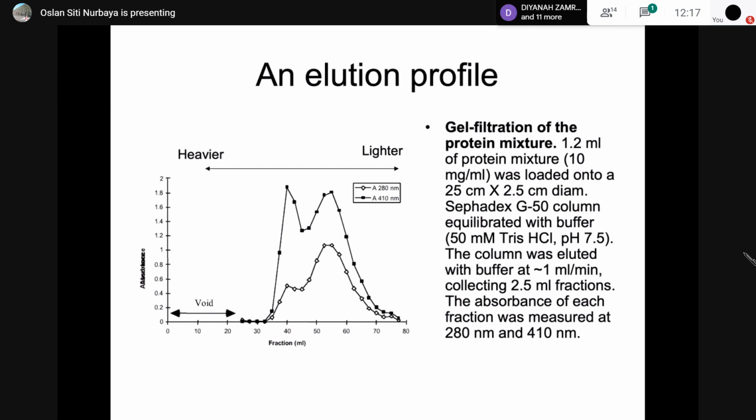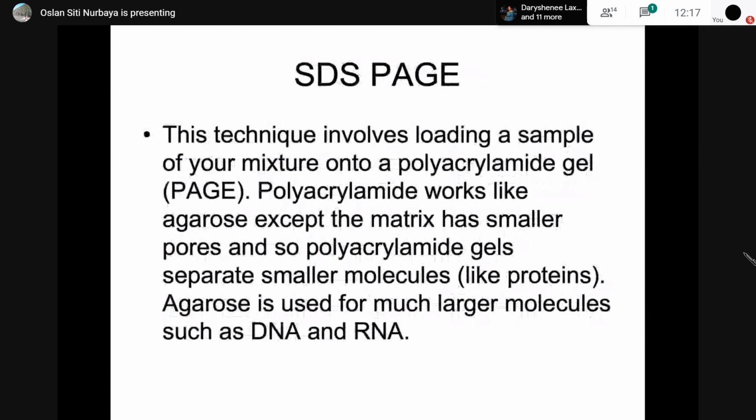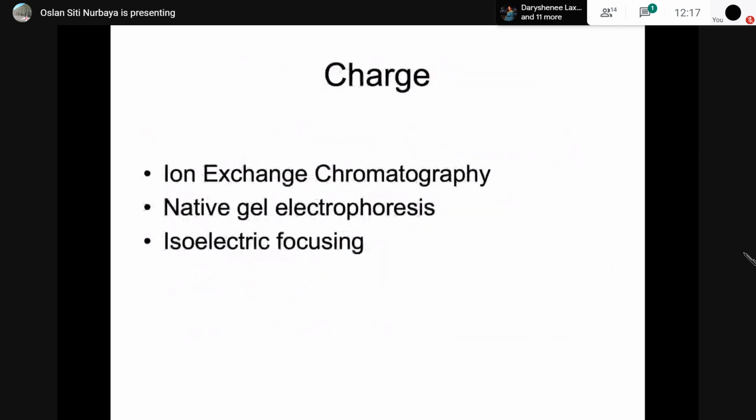You may want to do IEX. You want to do the next protein purification, which is ion exchange chromatography. So that 50 mil, you need to adjust whether you want it to be positively charged or negatively charged.